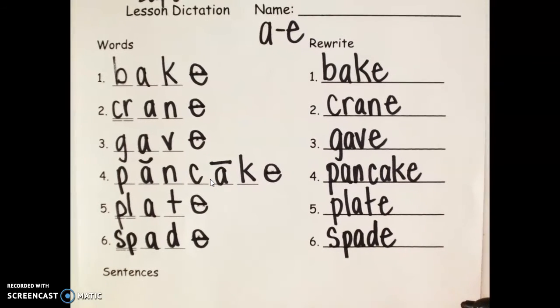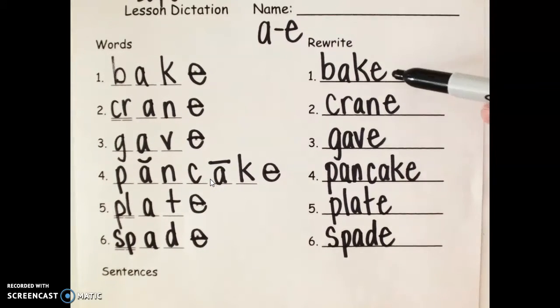Let's read through the words we wrote today. Bake, crane, gave, pancake, plate, spade.